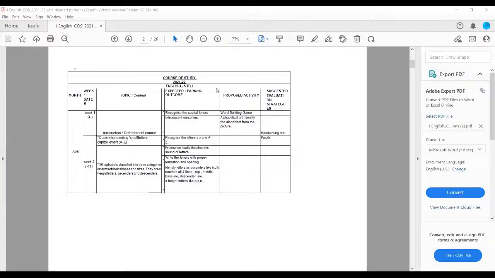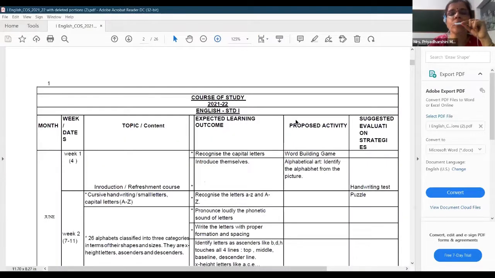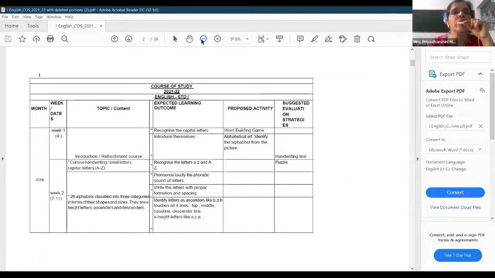I'm studying the course of study also for you. See, for class 1 course of study, I have it with me here. Can you see this, teachers? Yes, ma'am. This is the course of study. I think it is common for all the schools. We'll be circulating this. In the month of June, you'll be getting this. In that also, we have mentioned the month, week, dates, topic, content, expected learning outcome. Here we have specified it, okay? And proposed activity also, based on art integrated activities, suggested evaluation strategies. So all these things we are mentioning in the course of study. Please follow this course of study.